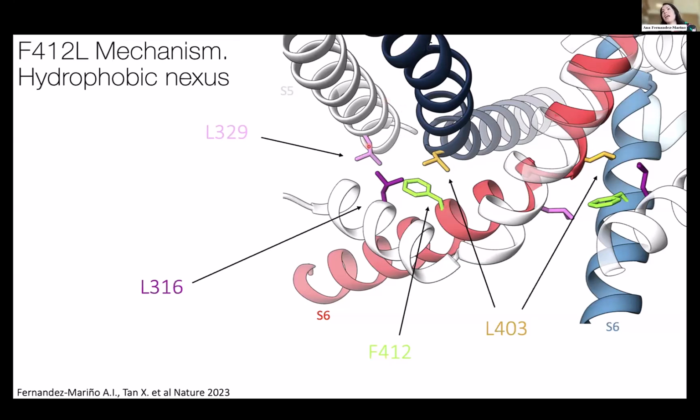So I came back to the structure, and I found out that around this phenylalanine there were three leucines coordinating it in a kind of hydrophobic nexus. All these residues were hydrophobic, within hydrophobic interaction distances. I thought that was very odd, so I went ahead and mutated all of them to alanines to see how they were all interacting together. I'm just going to show you, for the sake of time, L403A and L316A, but if you are interested in knowing how the others looked, let me know, because I do have that at the end too.